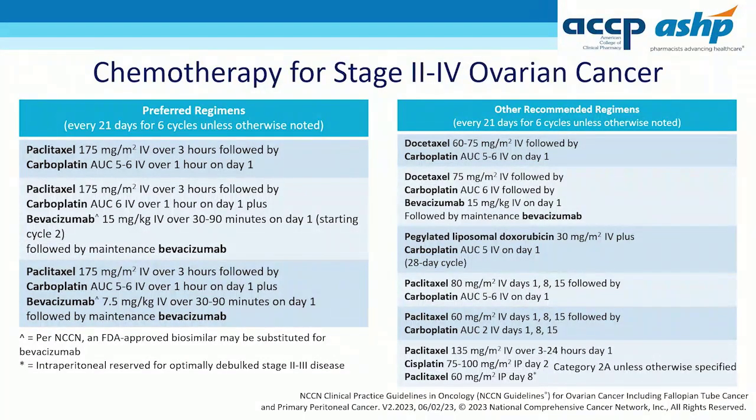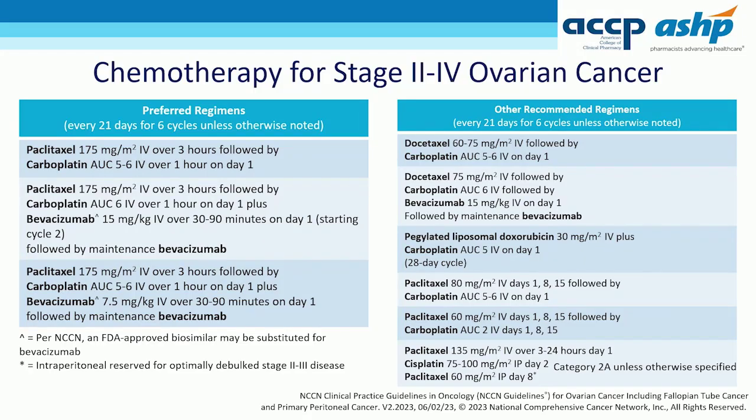And then other options that we have for these patients, you can still do carboplatin and docetaxel. And then you have the option of adding bevacizumab to that regimen. You can do carboplatin and pegylated liposomal doxorubicin. You can also do paclitaxel in a weekly fashion with the carboplatin still every 3 weeks, or you can do them both weekly, so weekly carboplatin plus weekly paclitaxel.